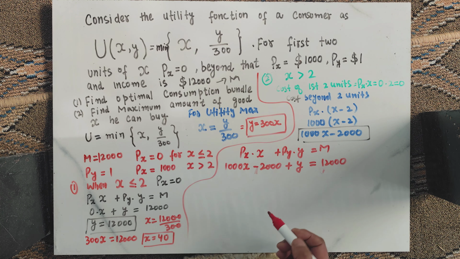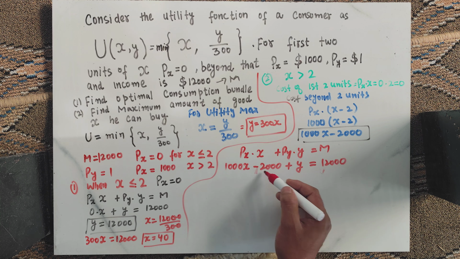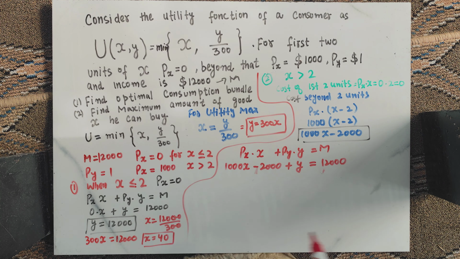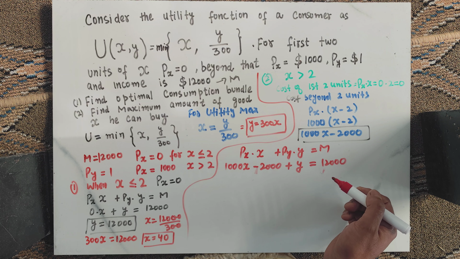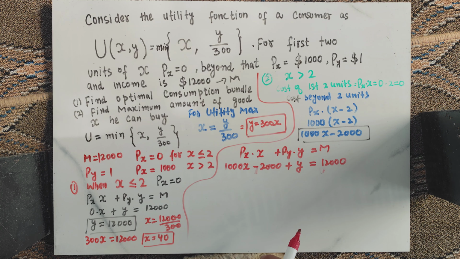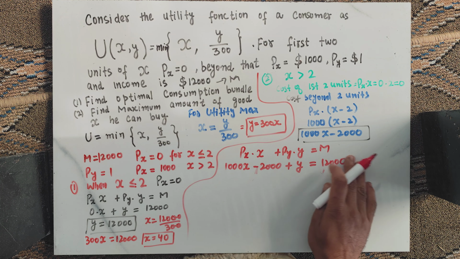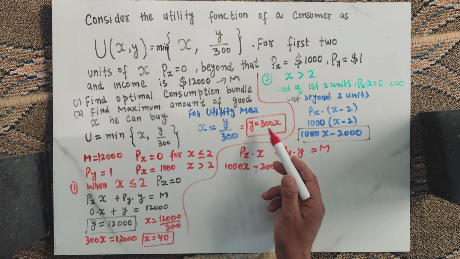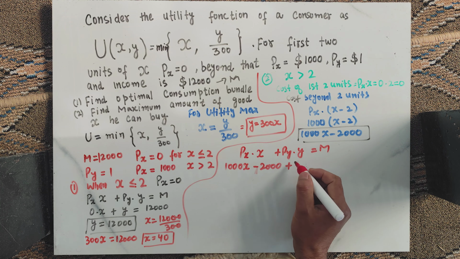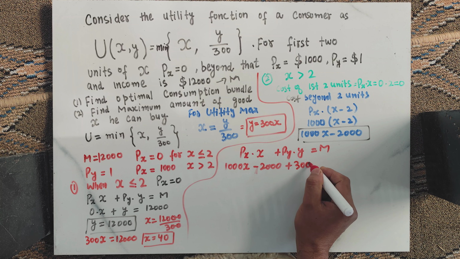So doing some basics, let's transpose it here. And we know that Y is equal to 300X, because this is the optimality condition. So in place of Y I can write 300X.